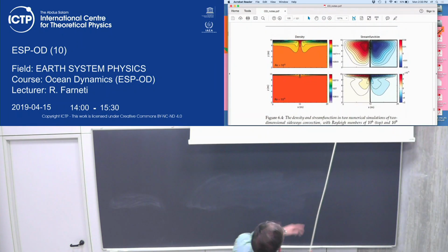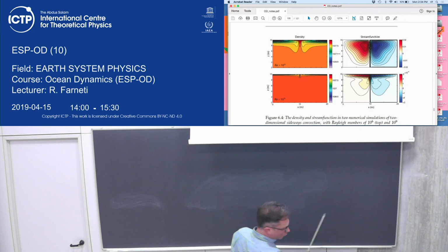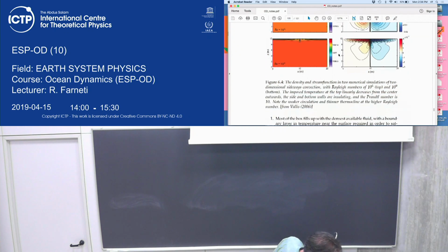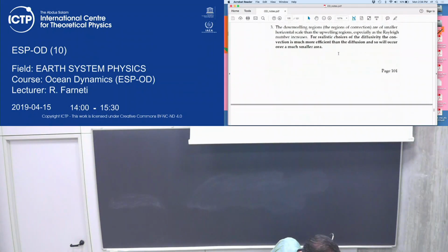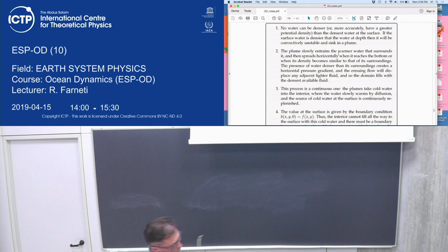So this is what you get here. Okay? So this is where the convection is, and then the diffusion acts on a larger area, especially for large Reynolds number. Okay? So the scaling makes sense given the numerical results. A few points to remember after this simple scaling.